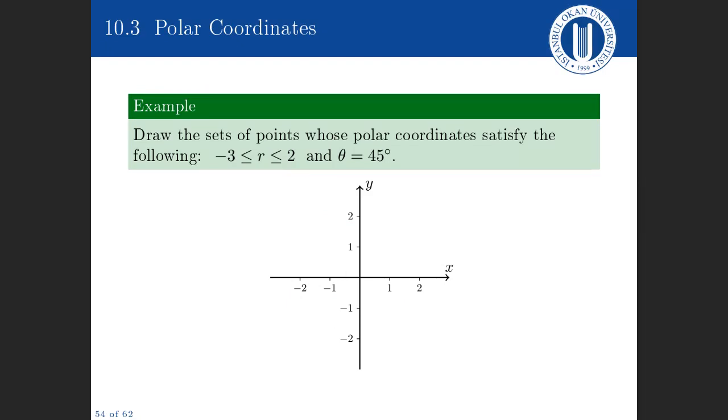Draw the set of points whose polar coordinates satisfy the following. R is between -3 and 2. Theta is equal to 45 degrees. Theta equal to 45 degrees first, we must be somewhere on this line, because this is the angle 45 degrees. Where is R equal to 2 on this line? That's about here. Where is R equal to -3? That's about here. We must be on the pink line between the two blue dots. So this is the answer.